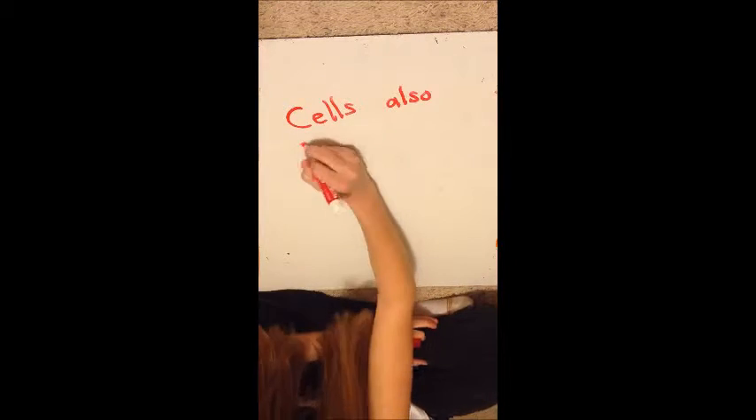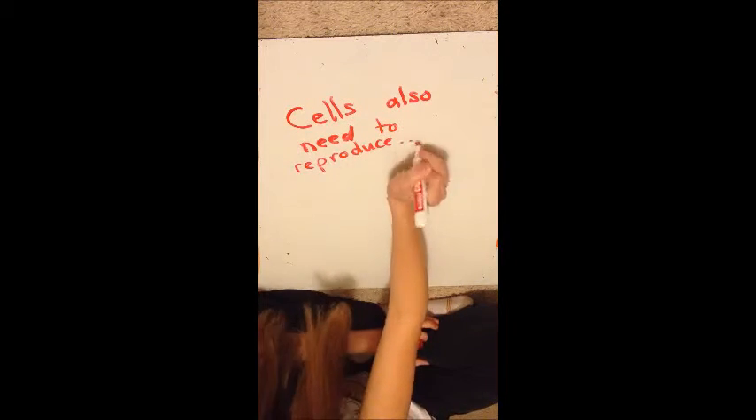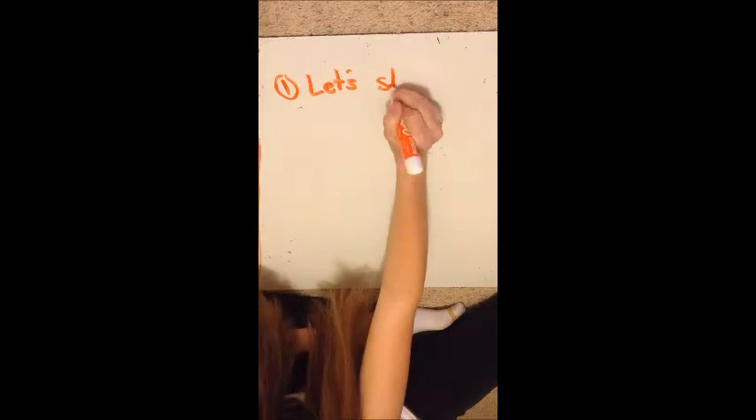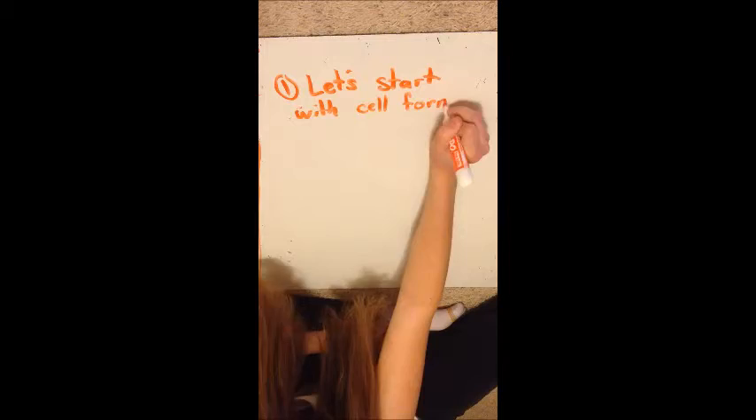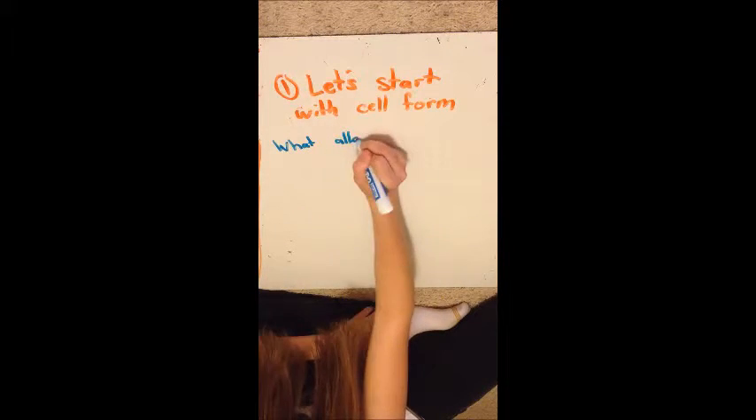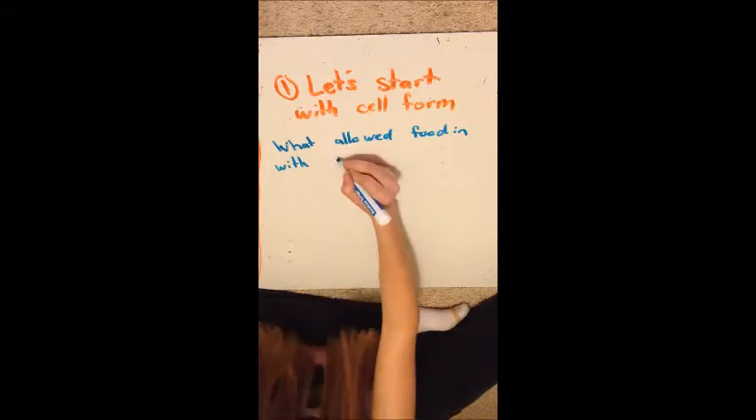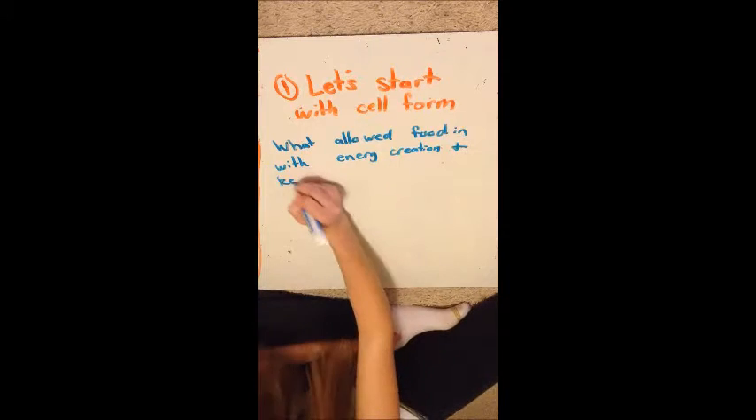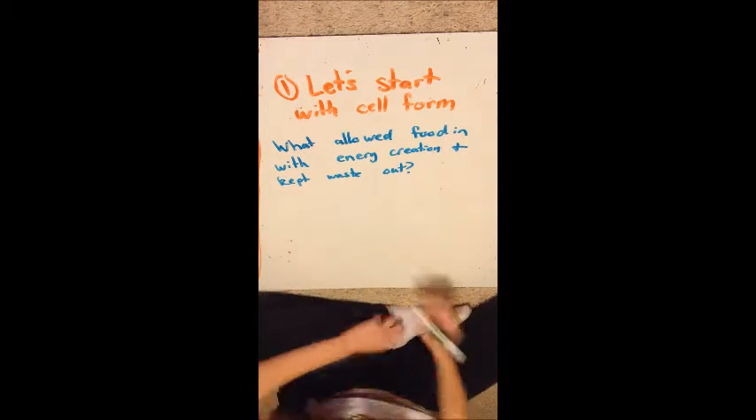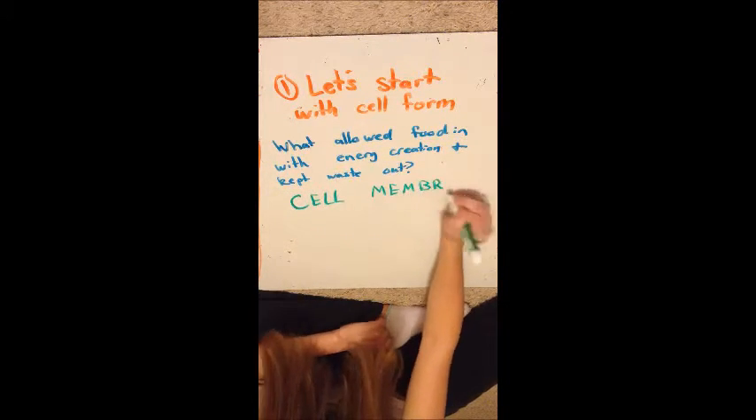We're not done yet. Cells also have to create more cells. What do proteins do here? First, let's describe the structure of the cell. Okay, I have a riddle for you. What allows food in with energy creation and keeps waste out? The cell membrane.